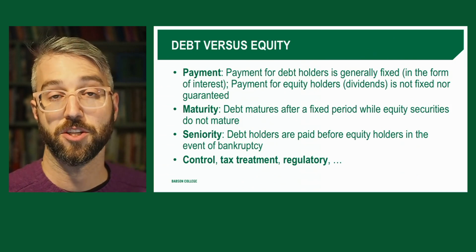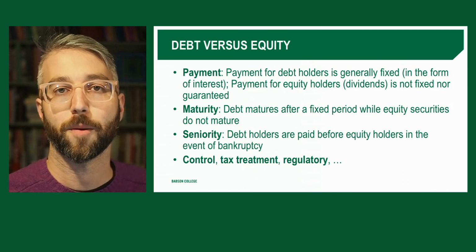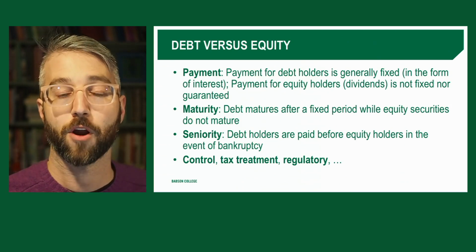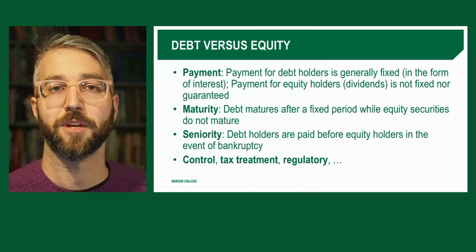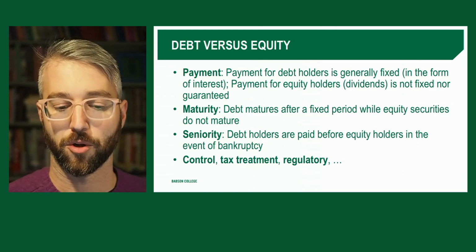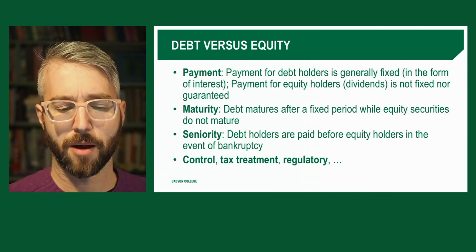Debt is typically senior. That means that if the firm has money, it's got to pay the debt holders before it pays the equity holders. And if the firm goes bankrupt, in bankruptcy, assets are going to get distributed to the lenders before the equity holders get anything. And there's other differences as well that may come up.